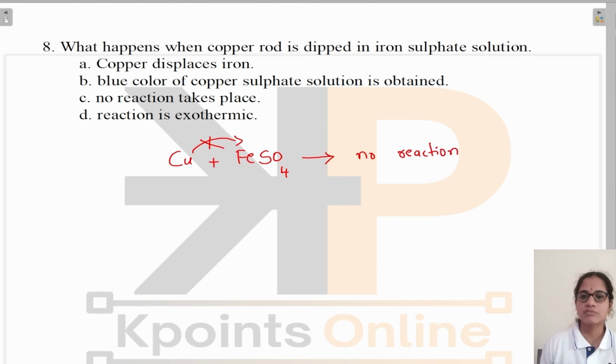No reaction. First, you have to observe the elements which are given, and you should remember the activity series here. As copper is less reactive than iron, it will not displace iron from the solution. So the correct option will be C.